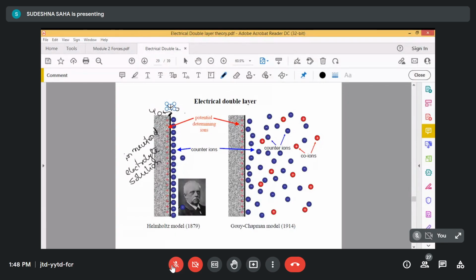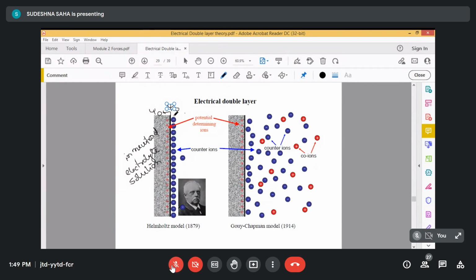Now, what will happen due to the presence of this plate? There will be an electrical potential that will be developed in the solution as a function of distance from the plate. So, what we will see is that the counter ions will try to get closer to the surface of the particle, whereas the similar ions or the co-ions will get further from this surface.